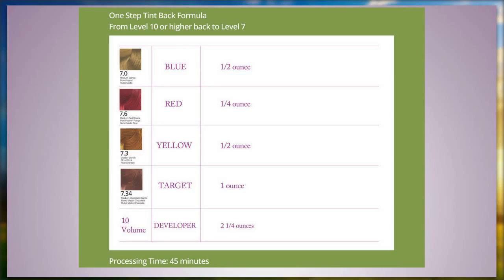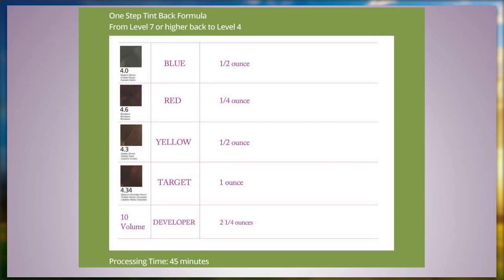I think Allison, who's on there, had used these tint back formulas before. Can you type a 1 in, Allison, if you did use this type of tint back formula? Excellent.